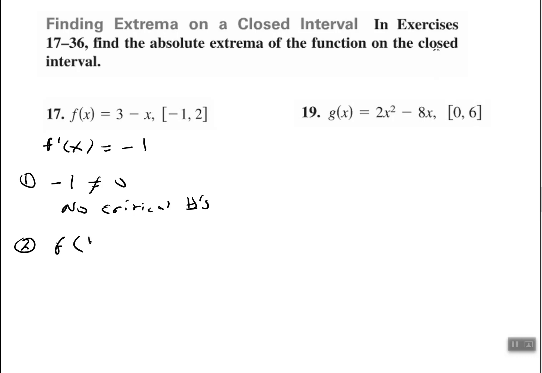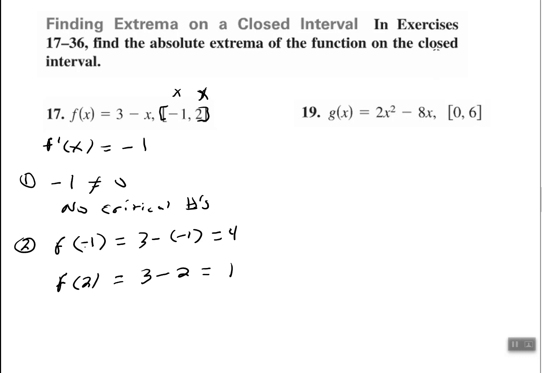So f of negative 1, and this is the interval. This is not an ordered pair. Both of these are x values. Okay, so f of negative 1, those are the endpoints. 3 minus negative 1 equals 4. And then f of 2, the other endpoint, 3 minus 2 equals 1.